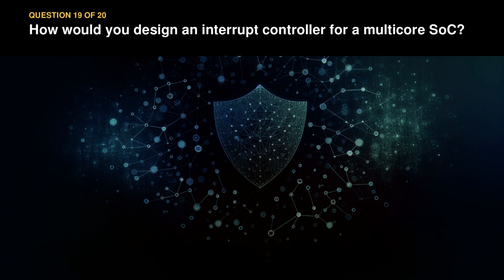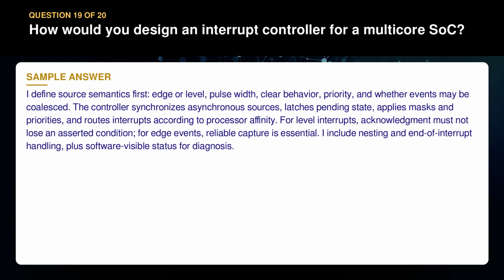Question 19. How would you design an interrupt controller for a multicore SoC? I define source semantics first: edge or level, pulse width, clear behavior, priority, and whether events may be coalesced. The controller synchronizes asynchronous sources, latches pending state, applies masks and priorities, and routes interrupts according to processor affinity. For level interrupts, acknowledgement must not lose an asserted condition. For edge events, reliable capture is essential. I include nesting and end of interrupt handling, plus software visible status for diagnosis.